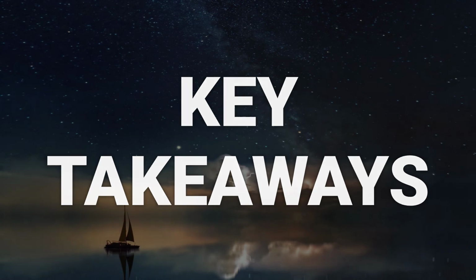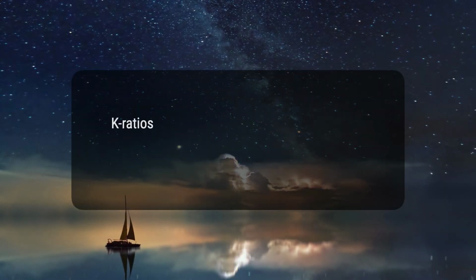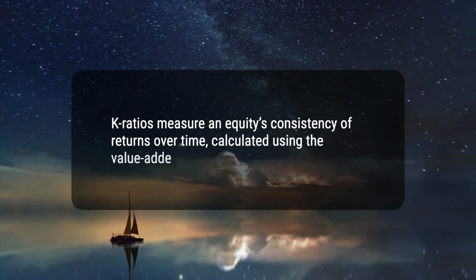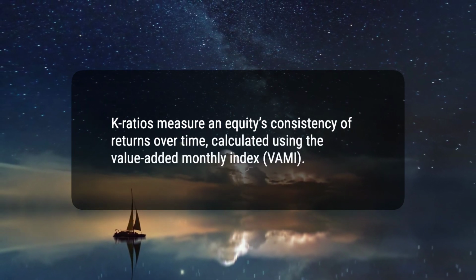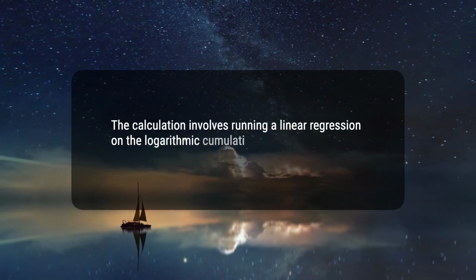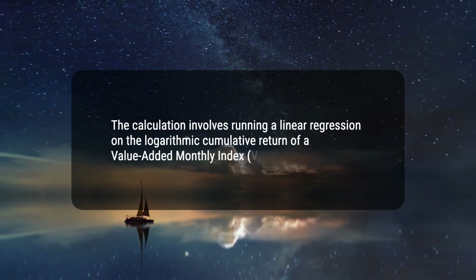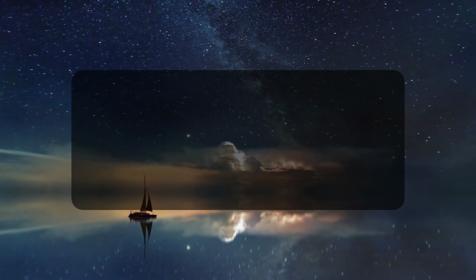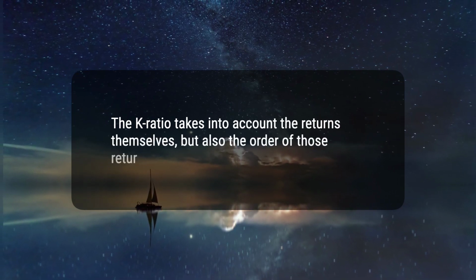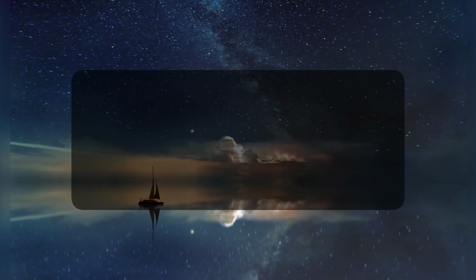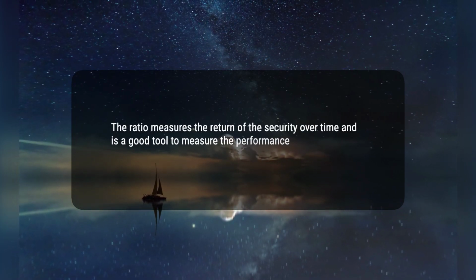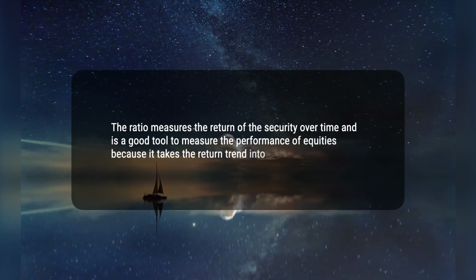Here are 4 key takeaways. 1. K-ratios measure an equity's consistency of returns over time, calculated using the value-added monthly index, VAMI. 2. The calculation involves running a linear regression on the logarithmic cumulative return of a value-added monthly index, VAMI, curve. 3. The K-ratio takes into account the returns themselves, but also the order of those returns in measuring risk. 4. The ratio measures the return of the security over time and is a good tool to measure the performance of equities because it takes the return trend into account.